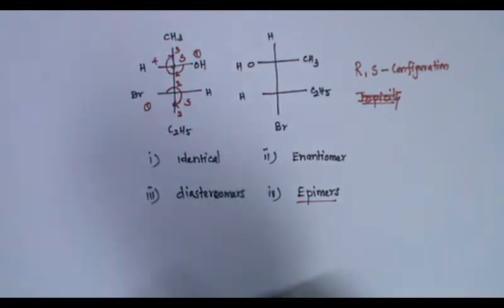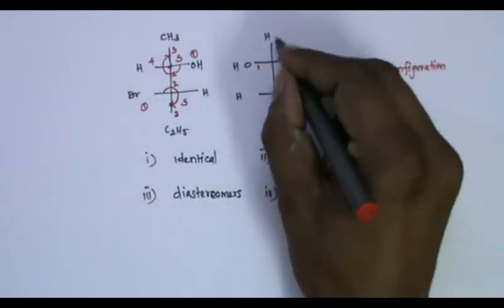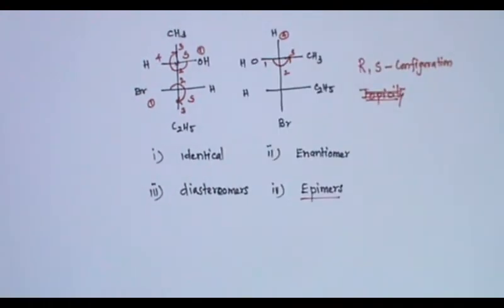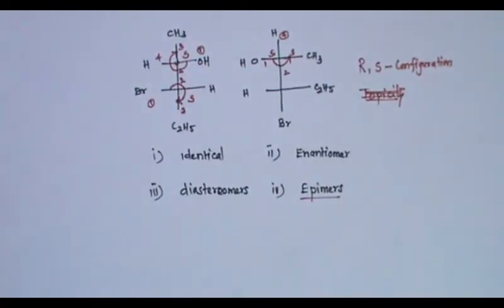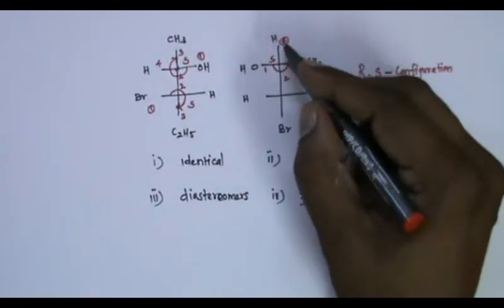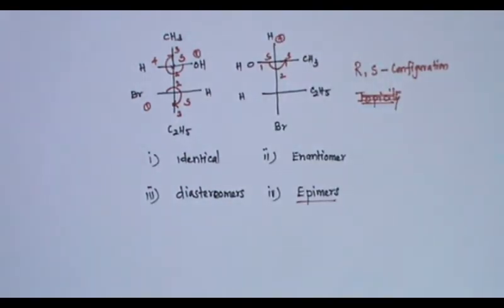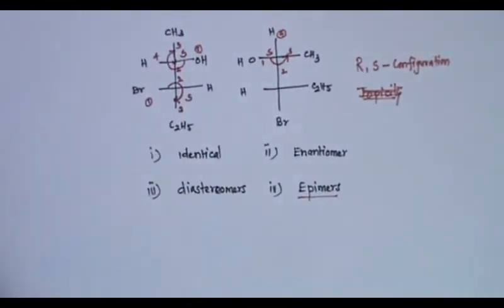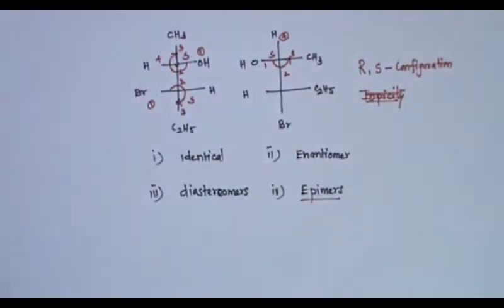Let us try that. In this case, 1, 2, 3, 4. I try to connect this. What I get is S. When the least priority is in the vertical line, I have to give it as such. When it is in the horizontal line, I just invert it. But when it is in the vertical line, I have to assign as such.